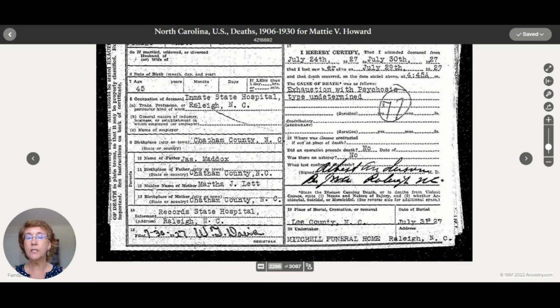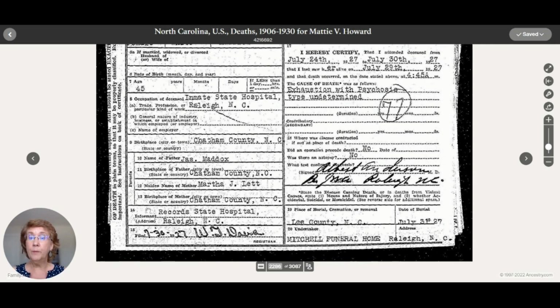Looking down here again, I've got her parents, so that's wonderful. Absolutely, I can take these. This gives me one more generation back. I know they were also born in Chatham County, if this information is accurate. So I would be able to research the family there, the Maddox family there in Chatham County.